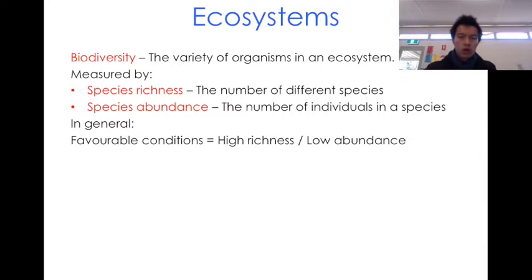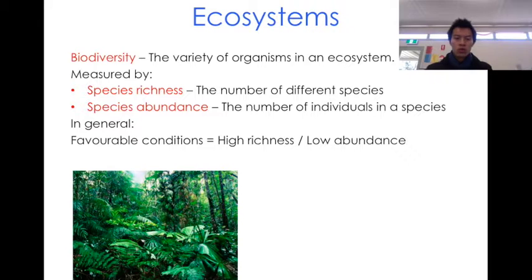Some places will have lots and lots of different species, but in terms of the actual number of individuals in each species, it might not be that high. Those places generally have favorable conditions in which species richness is high, so there's a lot of variation, but the actual numbers of each individual are not as high.